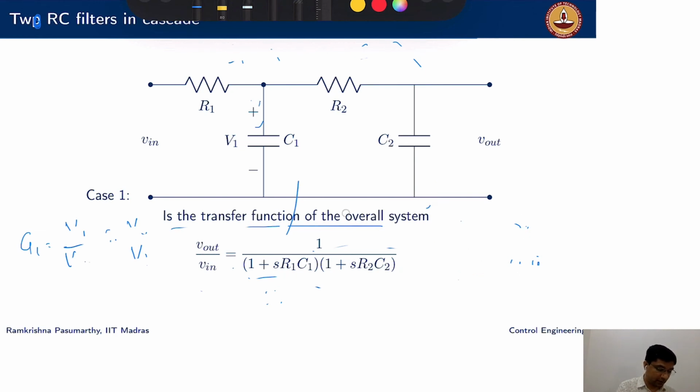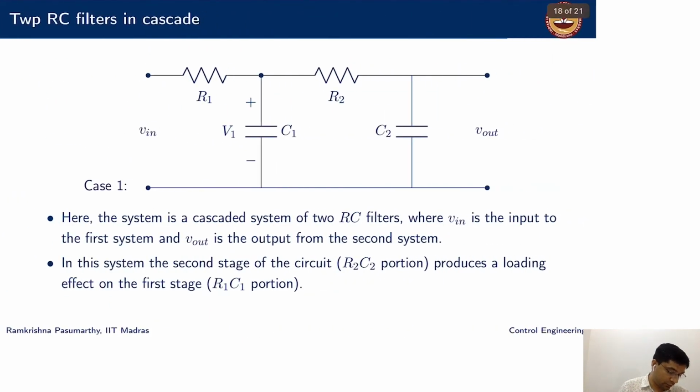In circuits, what are the equations that we know? These equations come from writing down Kirchhoff's voltage and current laws. By now, I assume that we know how to directly write the equations in the Laplacian domain. So here are two systems that are cascaded. This is an RC filter where V in is the input to the first system, and V out is the output of the second system.